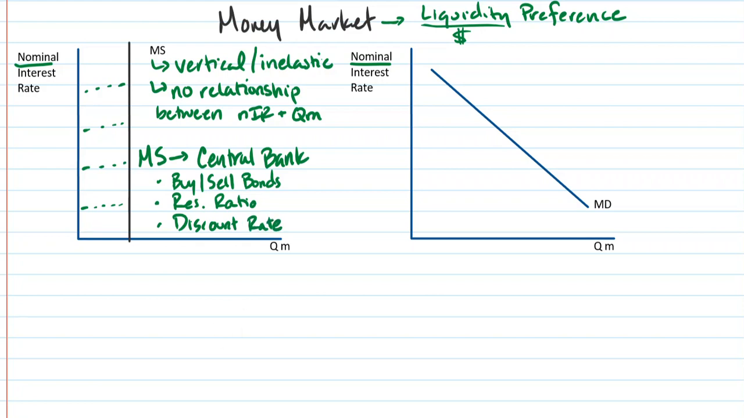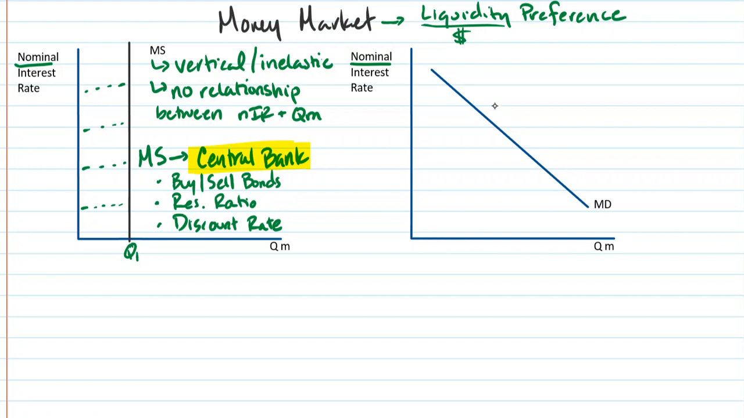So because this is controlled by the central bank, the money supply is set at a given level. Here we can simply call this Q1, and it will not move in any of our examples unless the central bank acts through the use of monetary policy in some way.